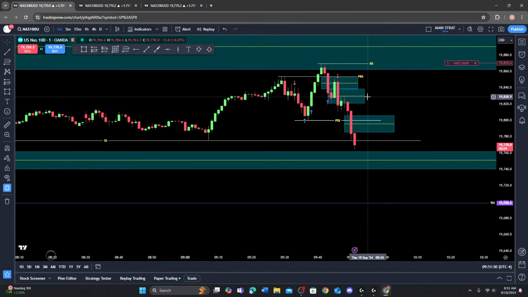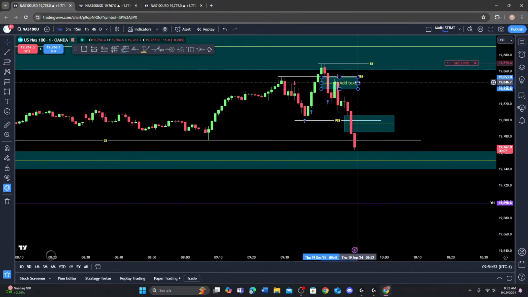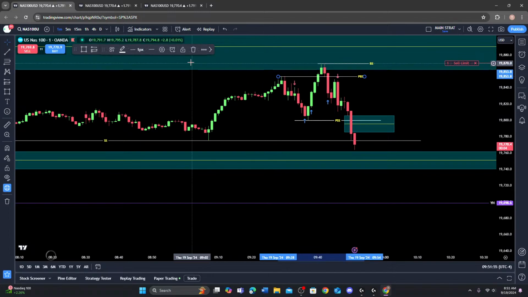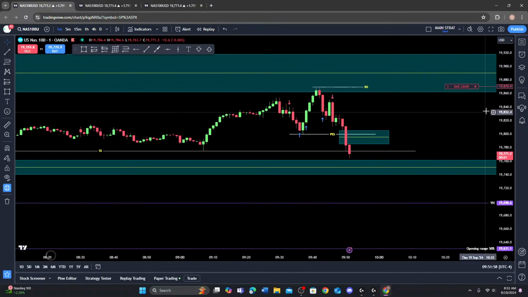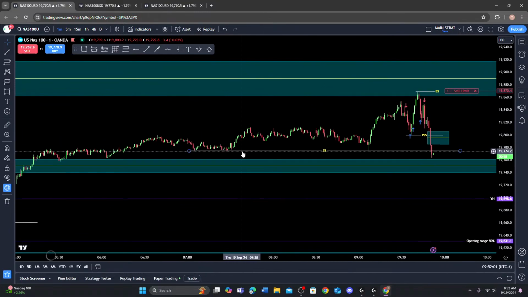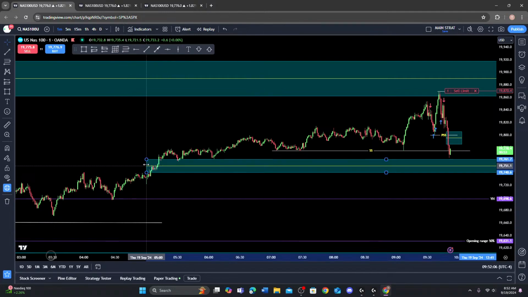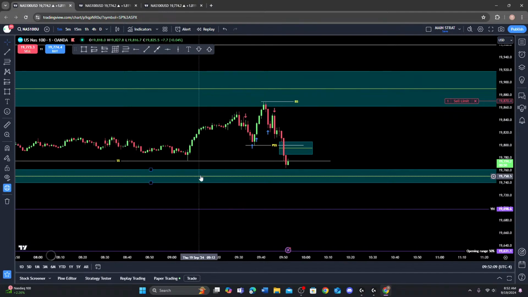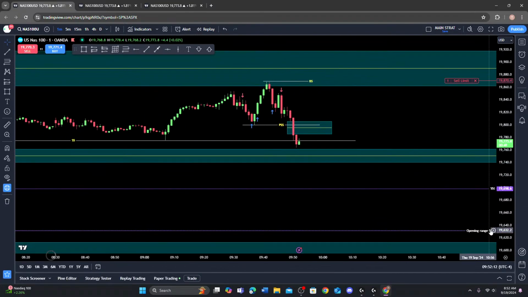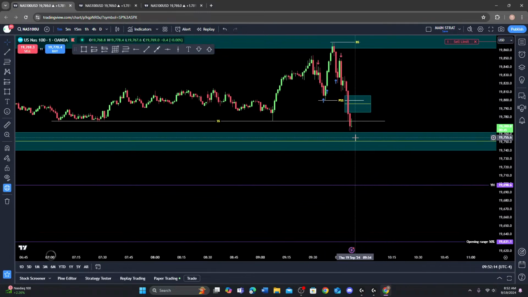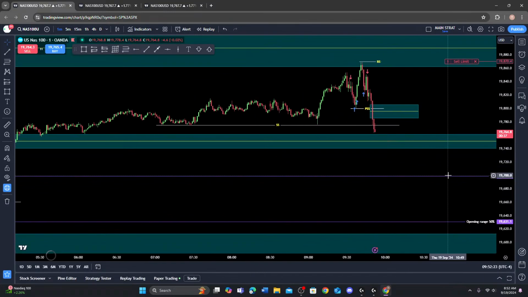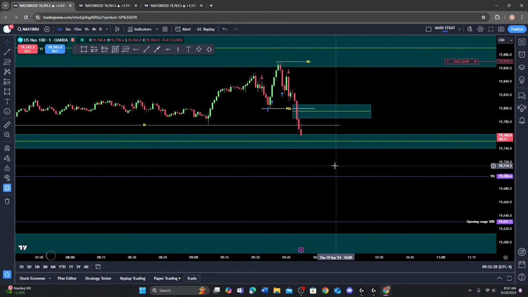Let's make our chart a little bit clearer. Take out sell side here. Now we're getting into this 15-minute fair value gap. We should receive rejection off of this. I think we're probably moving to yesterday's high area. This area here is what I'm thinking the price will move down towards.